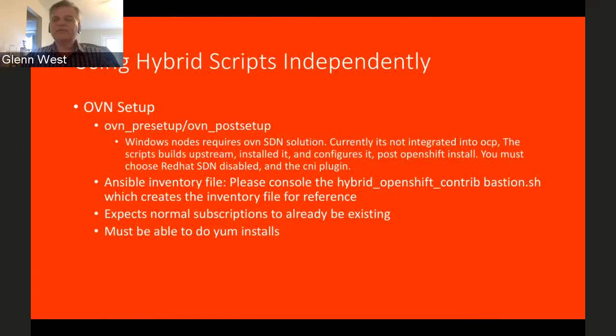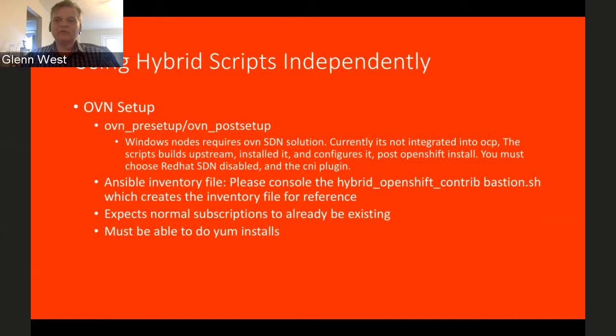So if we're using the scripts independently, and this is the hybrid scripts, you basically would create your cluster, and that cluster can be on any cloud provider or bare metal. So there's no problem. So the OVN pre-setup, OVN post-setup basically runs the KubeOvn SDN solution. Note that you must disable the Red Hat SDN and use the CNI plugin.